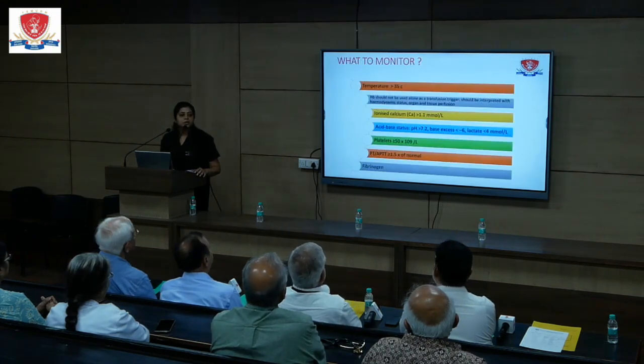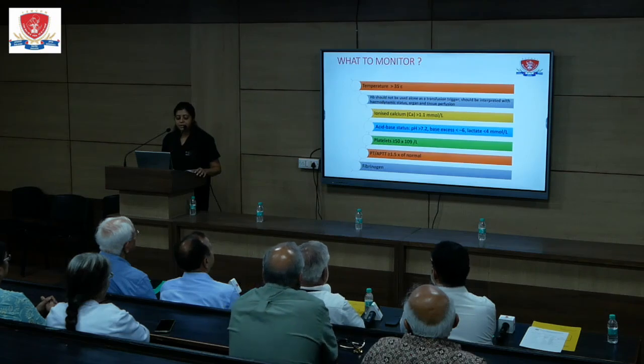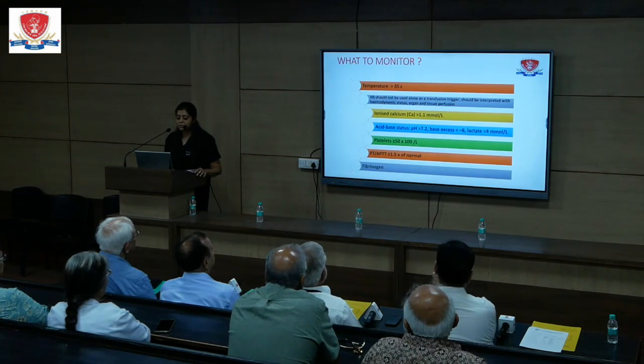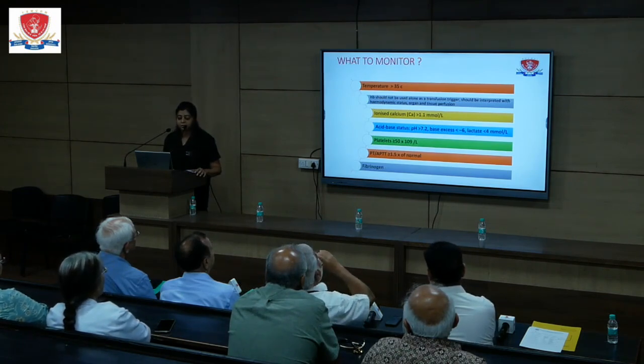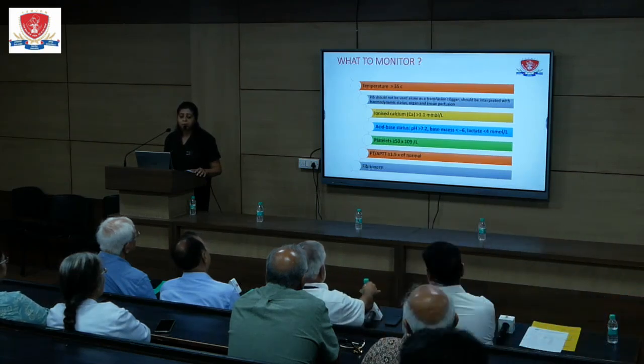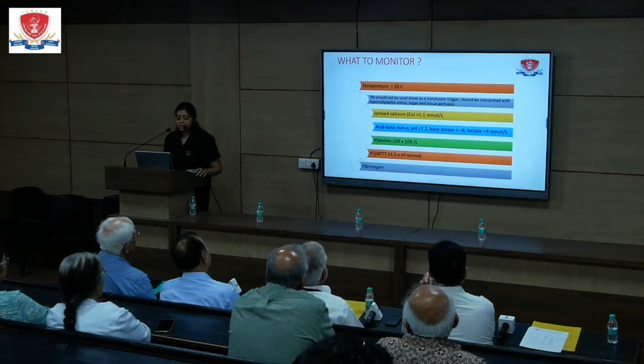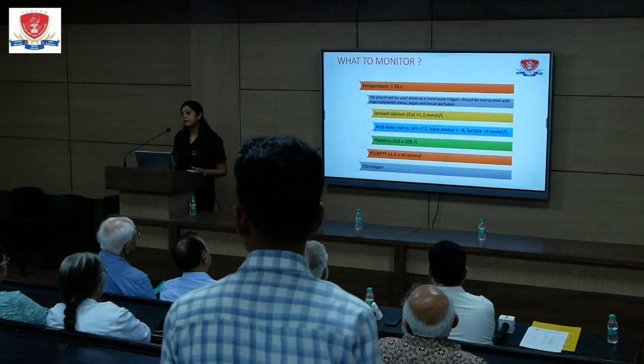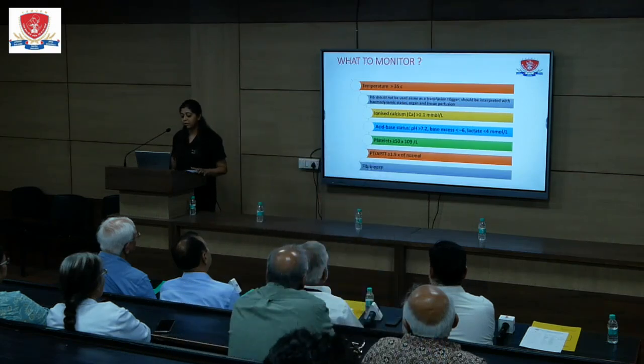What is to be monitored during massive transfusion? Temperature of the patient. Hemoglobin should not be used alone as a transfusion trigger. It should be interpreted with hemodynamic status, organ and tissue perfusion. Ionized calcium should be more than 1.1 millimole per liter. Acid-base status, pH should be managed. Base excess of less than -6 or lactate level of less than 4 millimole per liter.